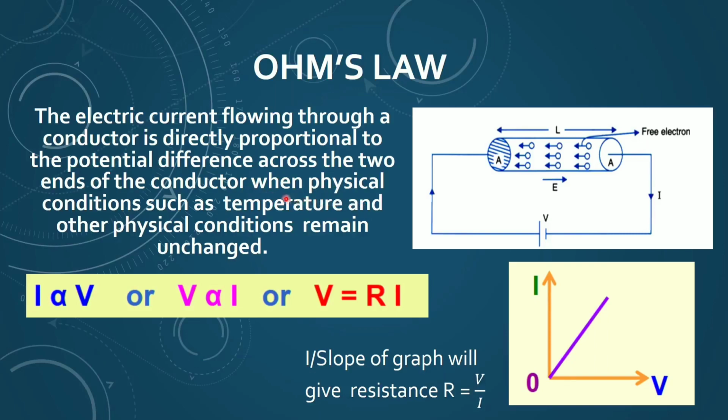Of course, the condition is that temperature and other physical conditions should remain unchanged, because if we change the temperature, then the things will not come out the same, which we will study in the next slides. So this is simply the statement, and you have to keep this in your mind, that I is directly proportional to V. This is by statement.